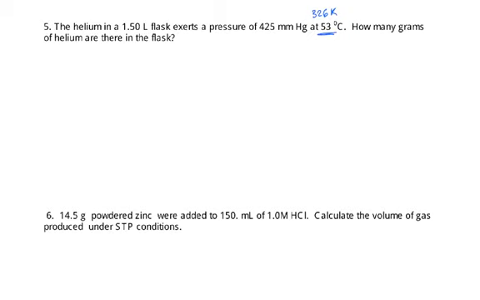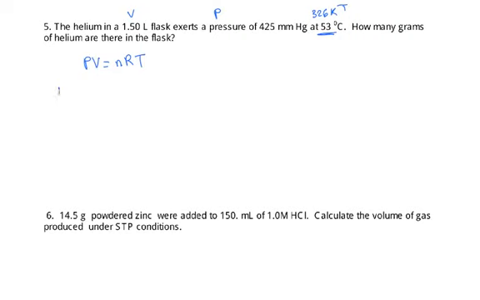So again, we're going to ask ourselves, are there changing conditions? Are any of the variables changing, or do we have one set of conditions? So let's look at it. This is volume. This pressure is the 425 millimeters of mercury. This is temperature. Looks like we have one set of conditions, and so in this case, we're going to use PV equals nRT. All right, so let's plug in our numbers.